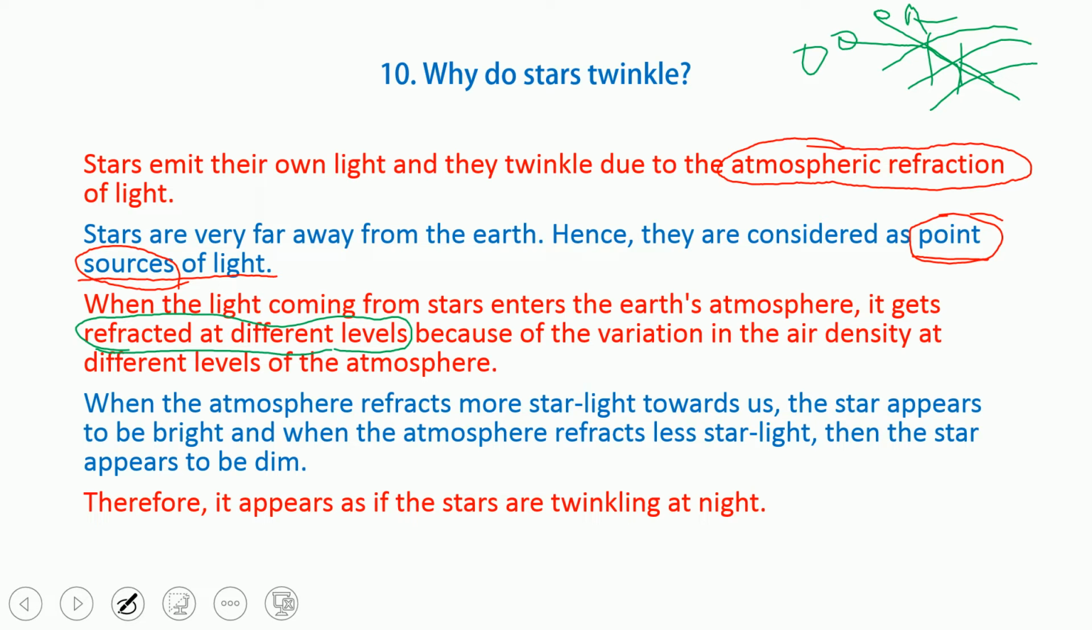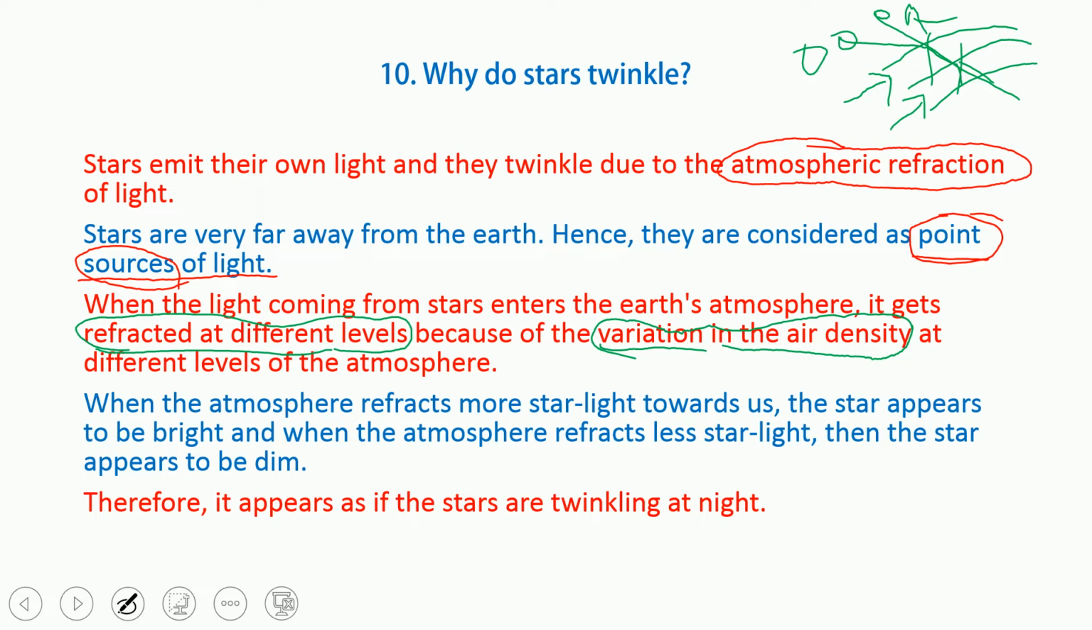Now, because of the variation in the air density. Why is it happening so? Because of the air density at different levels of the atmosphere. The air density at this level will be different from this level, so there is a deviation. Why is the refraction there? Because of the variation in the air density at the different levels of the atmosphere.